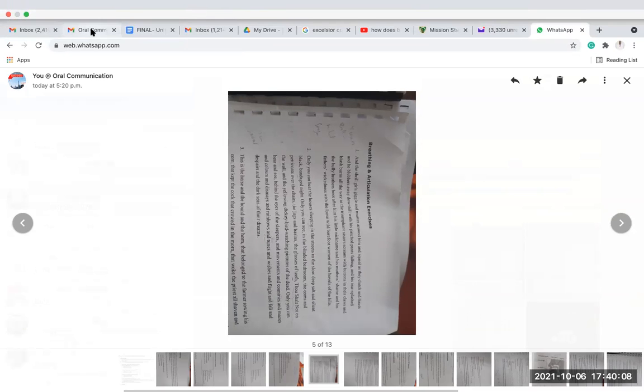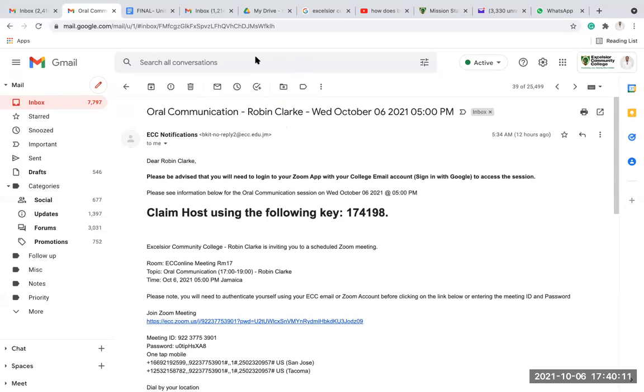Oh, hold on. Let me claim host because I didn't claim host. Give me 1 second. I'm just claiming host. Which I'm doing. Thank you. Oh, this is where the cursor is. Just give me 1 second. I'm trying to claim host. There.